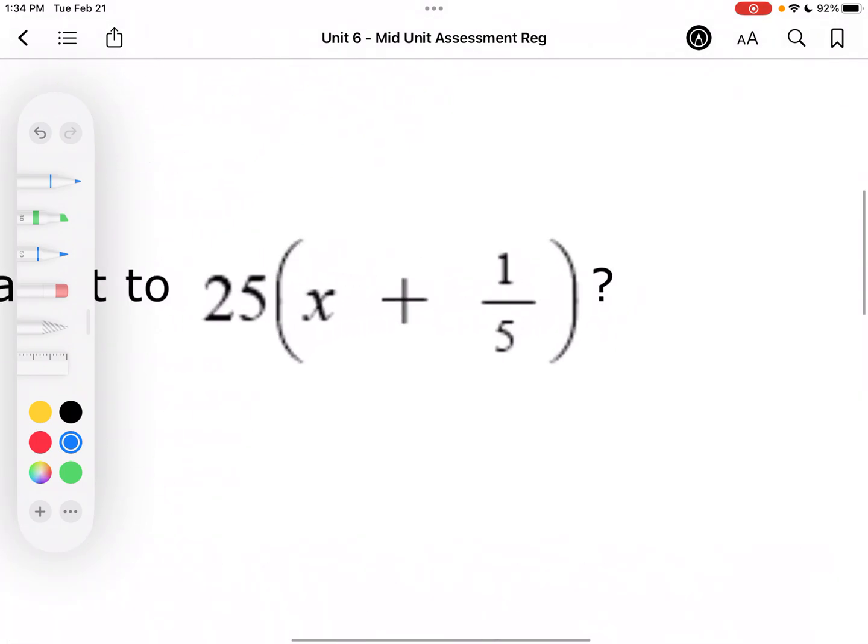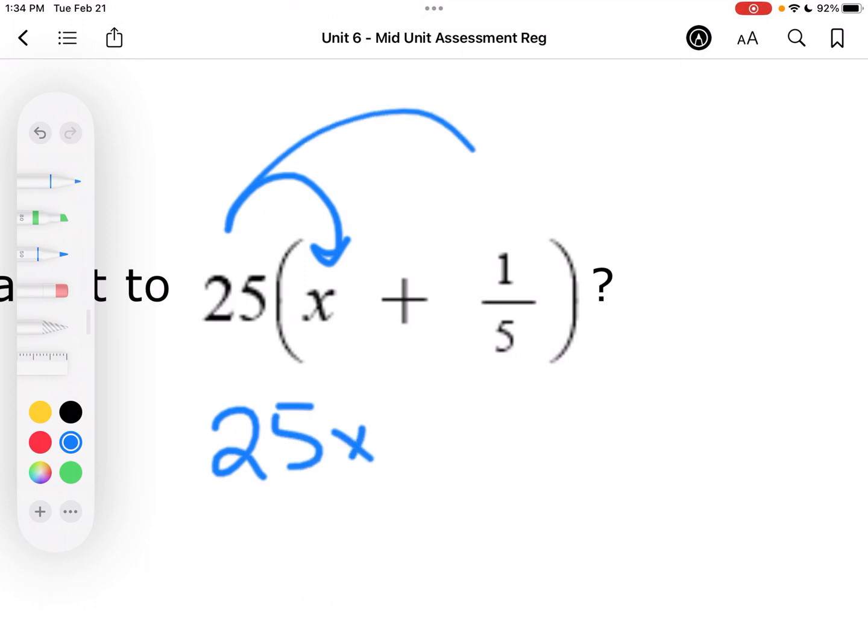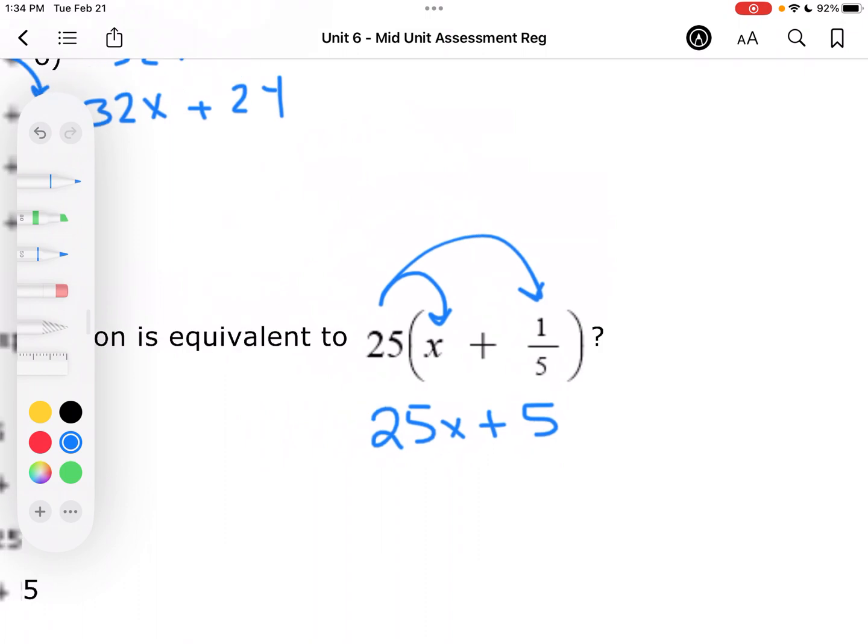The next one, you're going to do 25 times x, and you're going to get 25x. And then 25 times 1/5. And you had access to a calculator, so 25 times 1/5 is 5.